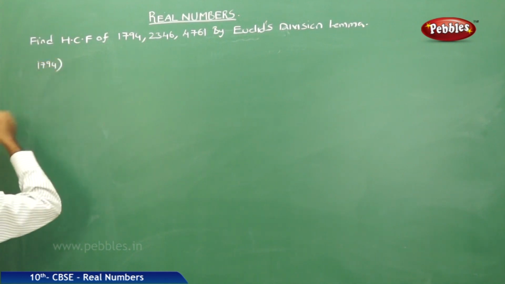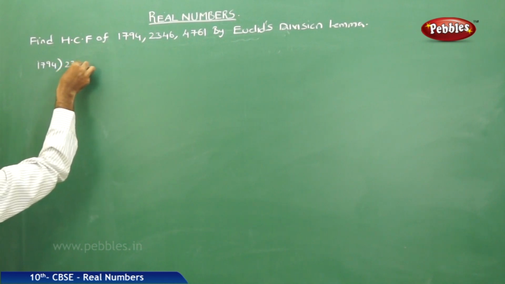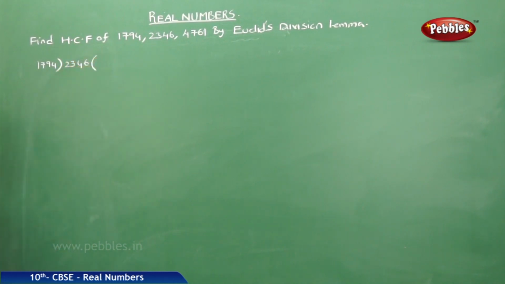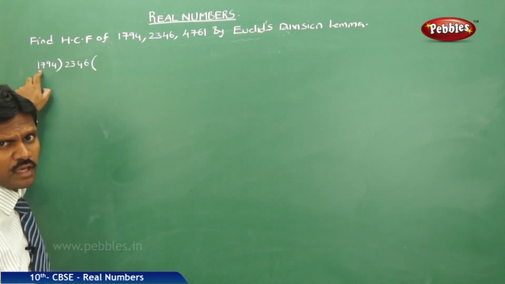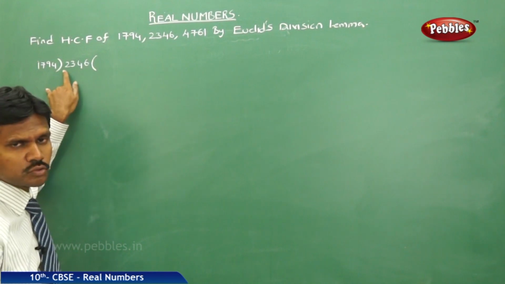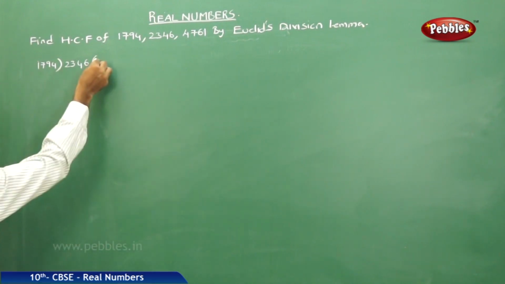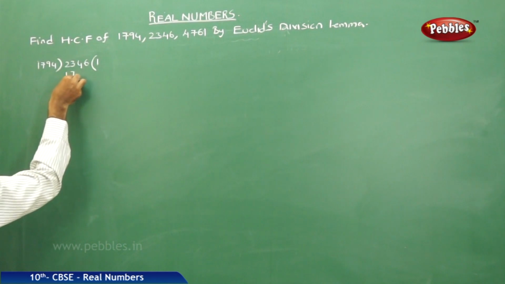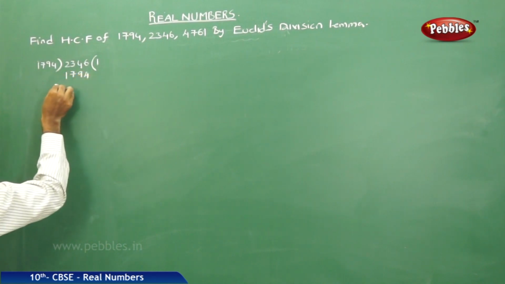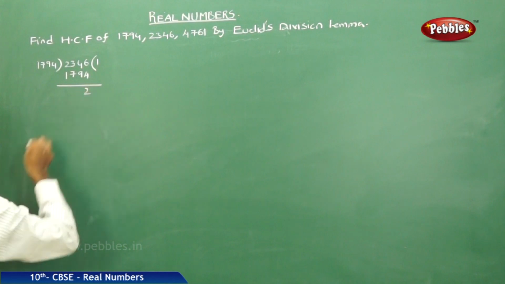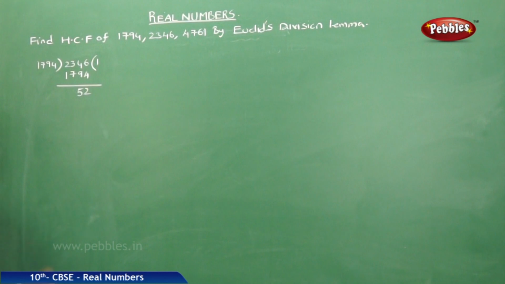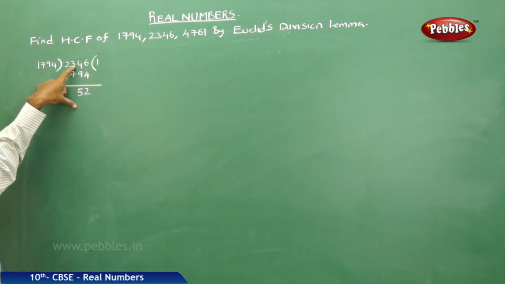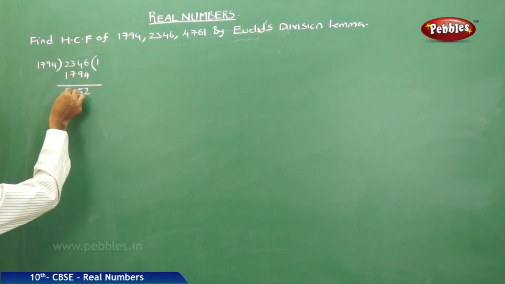1794 and 2346. It is around 1700, and this is around 2300. That is one time 1794. 6 minus 4, 2. 14 minus 9, 5. Here 1 is borrowed. There is a 12 left, 2 left. 12 minus 7, 5.